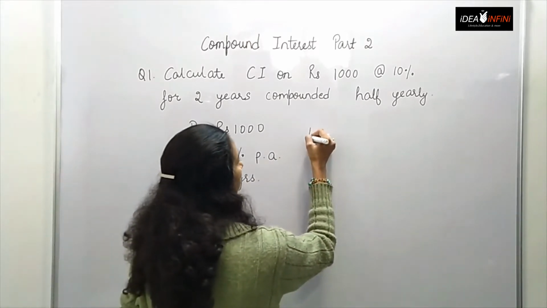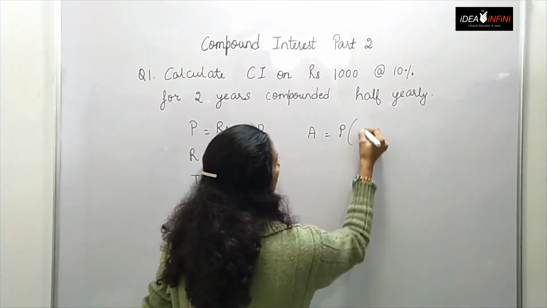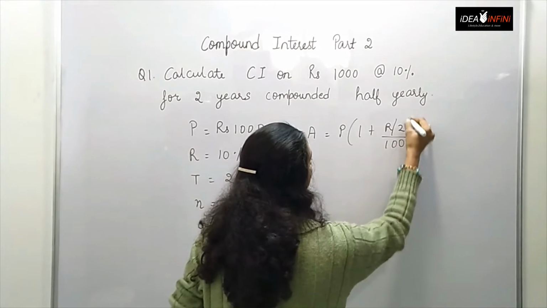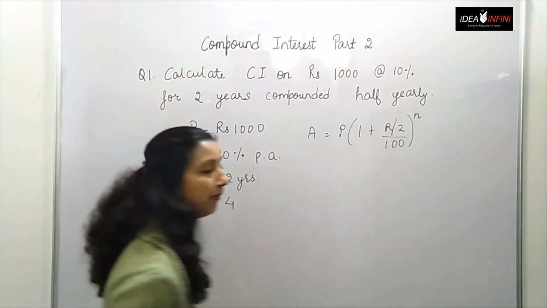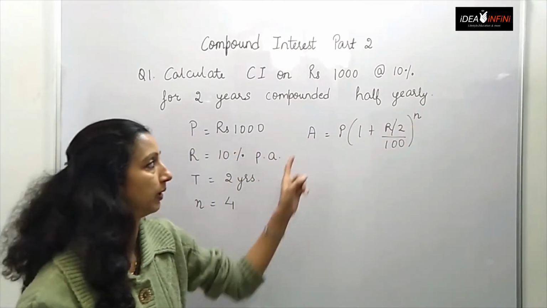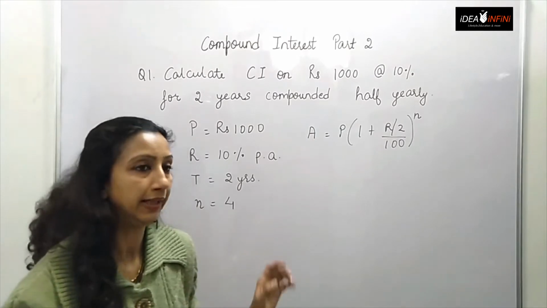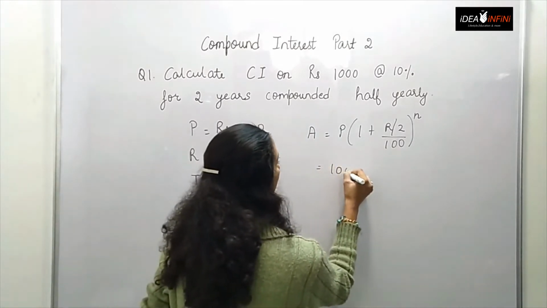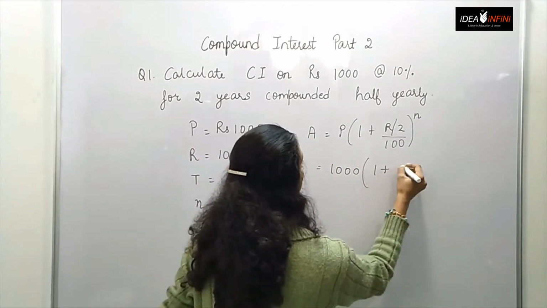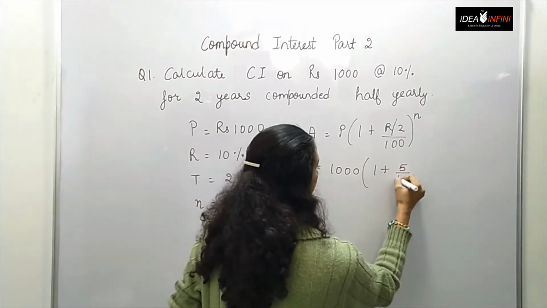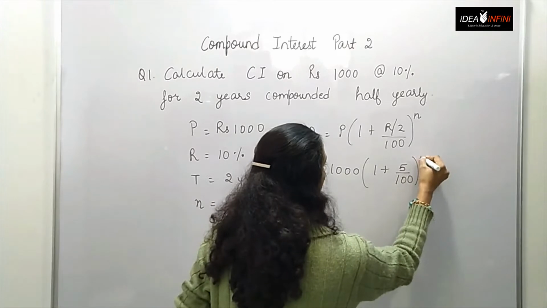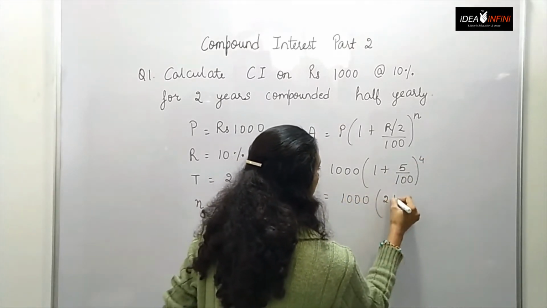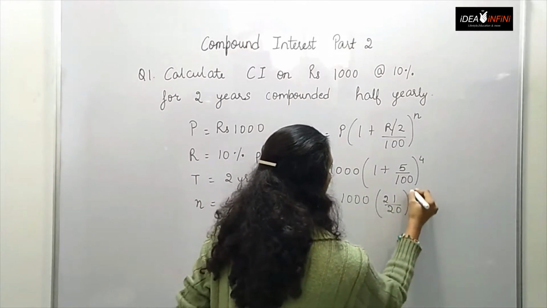When I put the formula, we'll see 1 plus r by 2 by 100 to the power n. Why have I done r by 2? Because it is for 6 months and the rate has been given for the whole year. So here when I put in the values, 1 plus 10 by 2, directly I am writing 5 by 100 to the power 4. Once again it is 21 by 20 to the power 4.